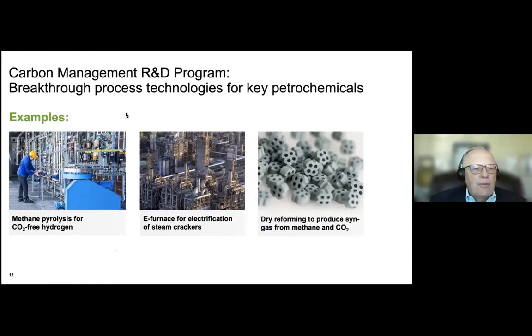So some examples of the things that we're working on: a new process to produce hydrogen, electric steam crackers as opposed to natural gas-fired steam crackers. We currently have a joint venture with, I believe, at least 2 other companies. And then lastly, an alternative route to synthesis gas. Synthesis gas is carbon monoxide and hydrogen, which is a building block for a lot of chemistries that we're involved in.